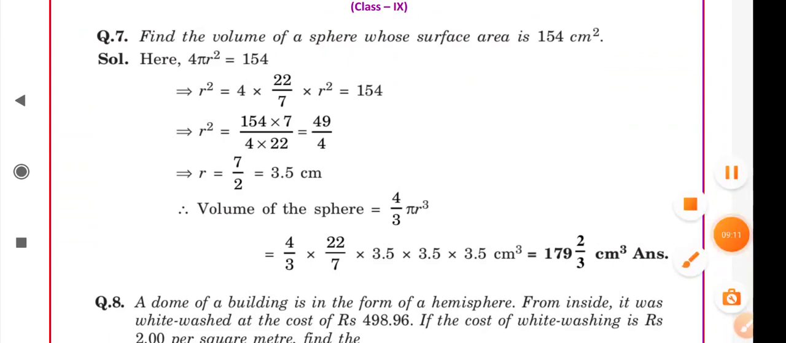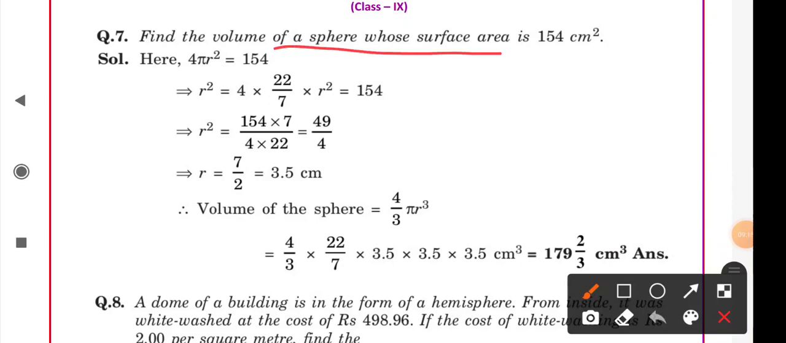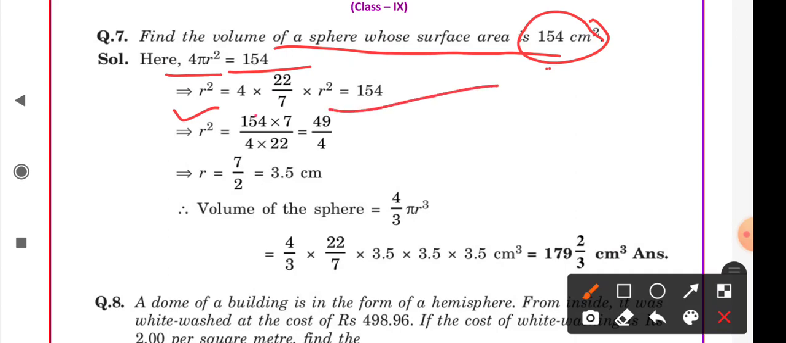In question number 7, you can see the volume of the sphere whose surface area is given this. You have to find out r first. So 4 pi r square is equal to 154, which is given in the question. R square is equal to 4. You will just cross multiply, and you will get this much. You will substitute all the values. Therefore r square will be this much.